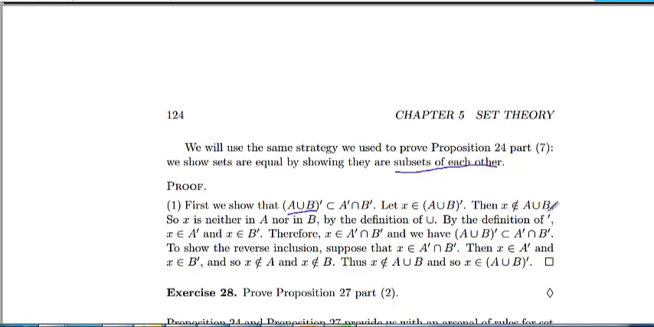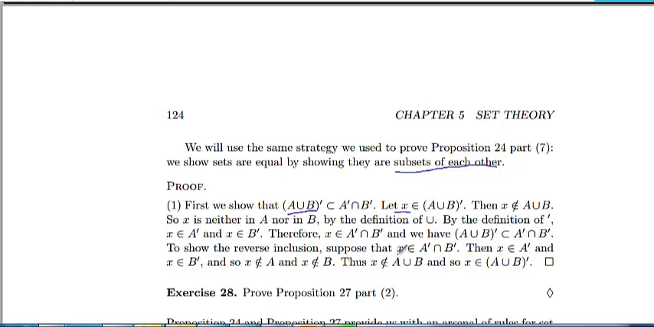By definition, it's not in A union B. So it's neither in A nor in B, because A union B means it's in A or B. So if it's not in A or B, it's neither in A nor B. Again, we're using logic here. By the definition of complement, X is in A complement because it's not in A, and X is in B complement because it's not in B. Therefore, X is in A complement intersect B complement because it's in both. So what have we shown? We start out with an element in A union B complement, and we show that it's in A complement and in B complement, therefore in A complement intersect B complement. That gives us that every element of A union B complement is in A complement intersect B complement.